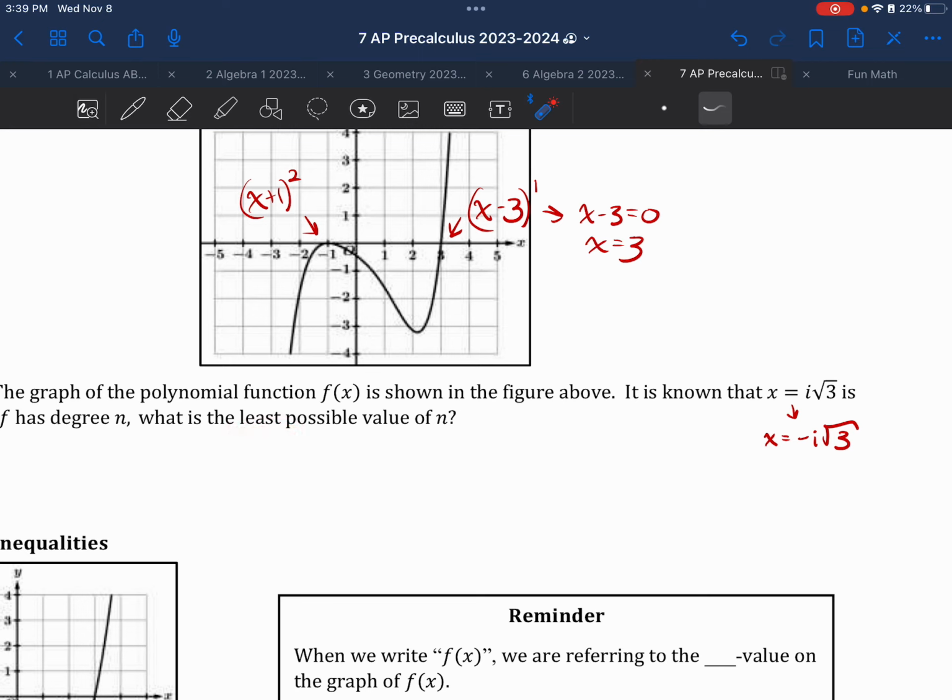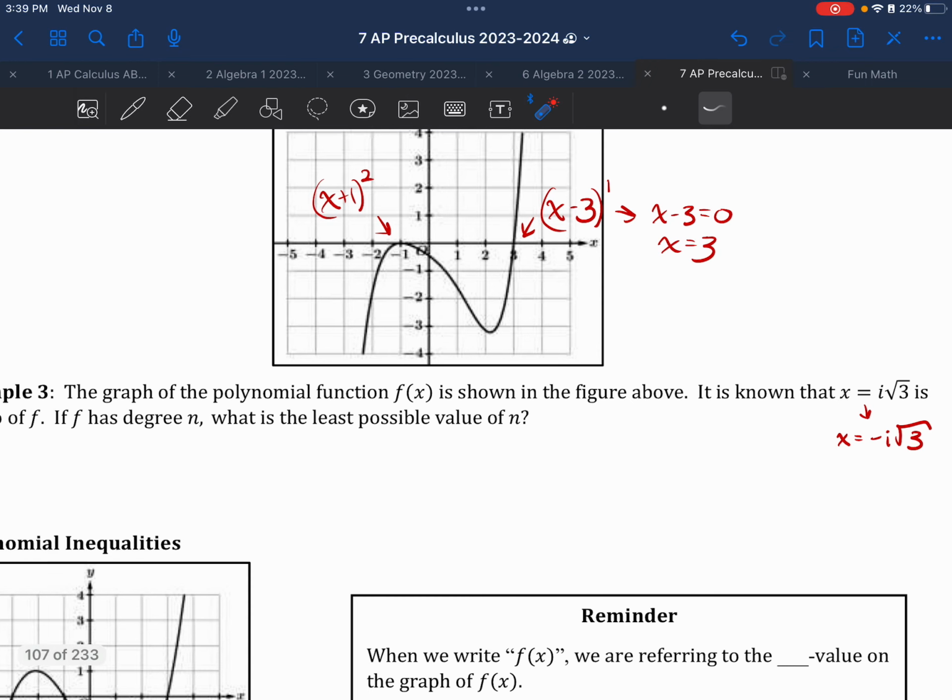So what is the power that we're looking for? We know we had 2 here, 1 there, and 2 there. Add these all together: 2 plus 1 is 3, plus another 2 is 5. This has to be an x to the power 5. So this is something like x to the power 5 plus something else. So the least value of n has to be equal to 5.